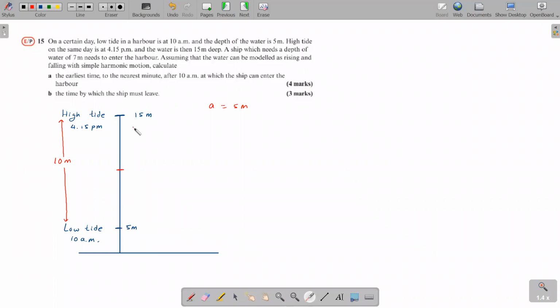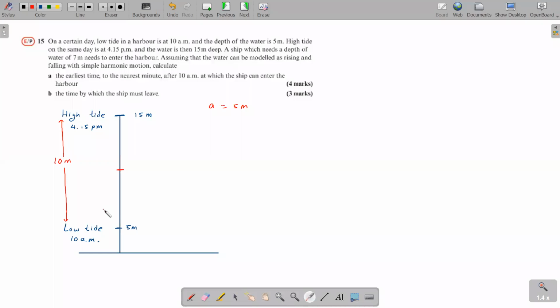And then what about the periodic time? Guys, the periodic time is the time taken to perform one complete oscillation. So over here, a complete oscillation would be if you start at low tide, go to high tide and come back to low tide. You need to come back to where you actually started.